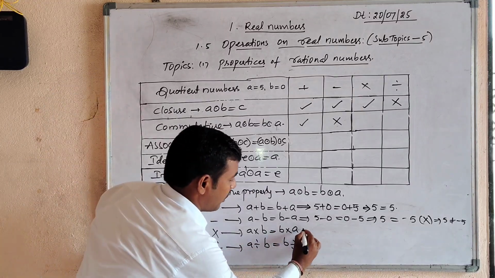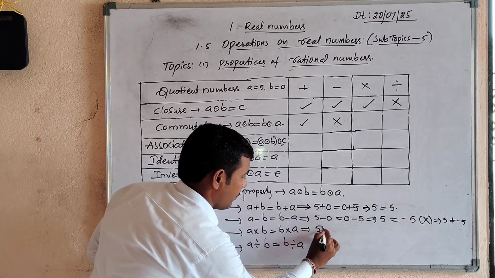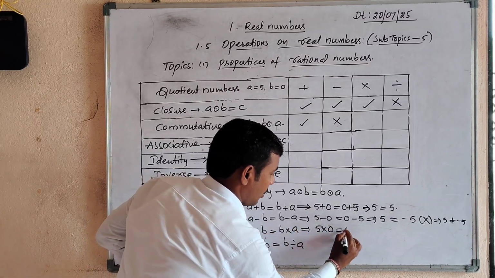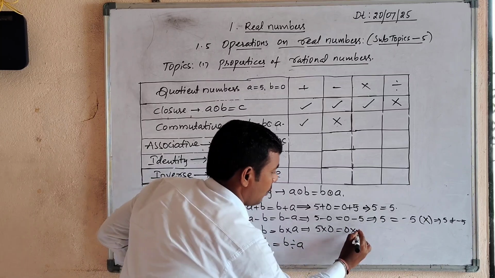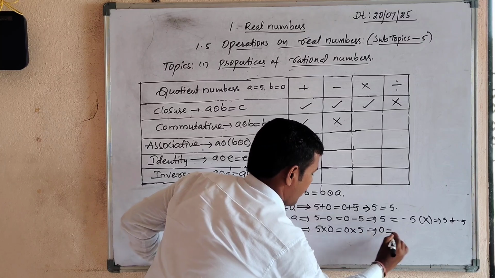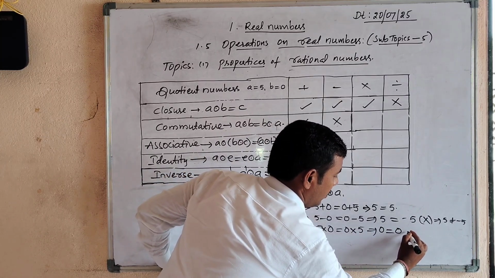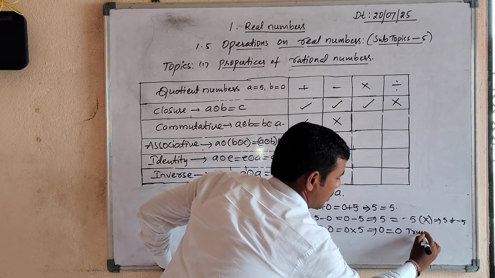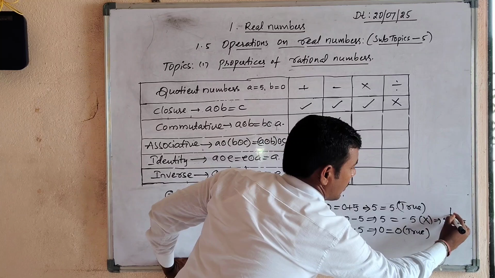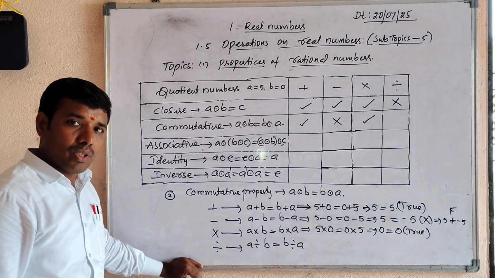Now let us go with the multiplication concept. A value 5 into B value 0, next B value 0 into A value 5. What is the answer? 5 into 0 is 0, and 0 into 5 is 0. Left side is equal to right side. This is true, this is true, this is false. So here is the right symbol, got it.